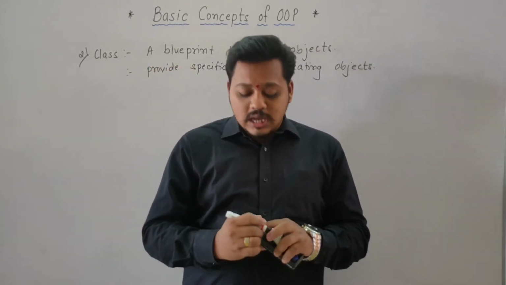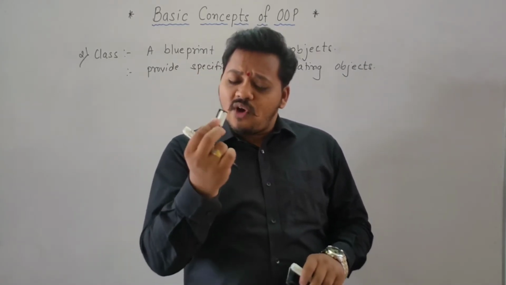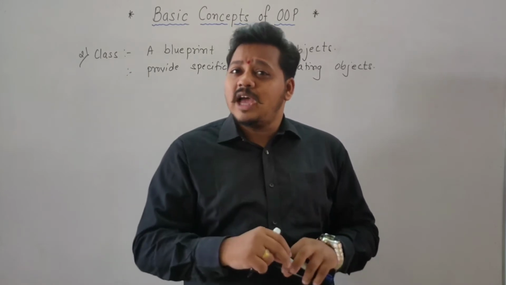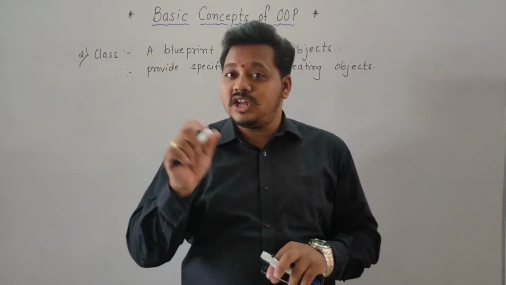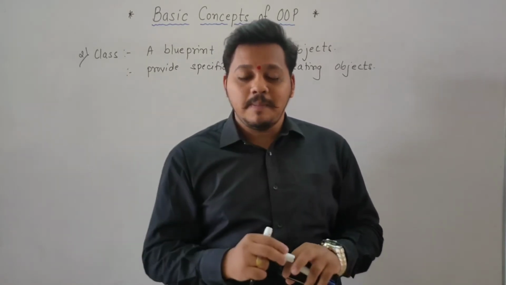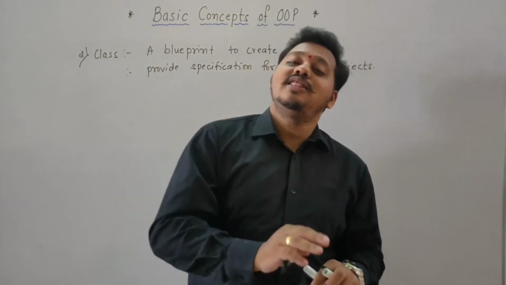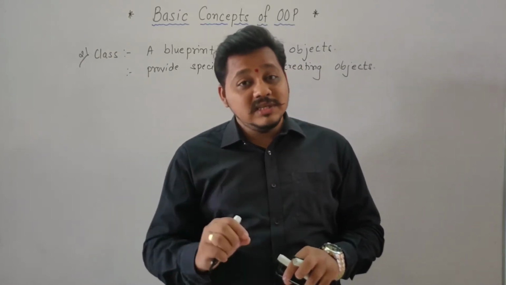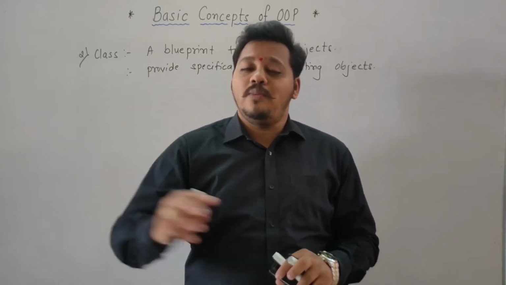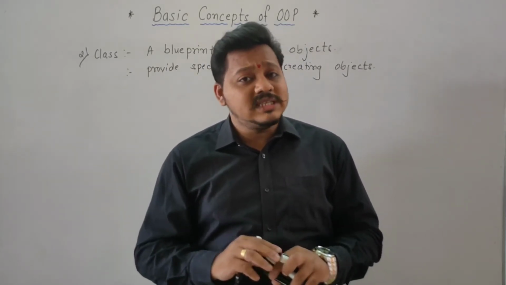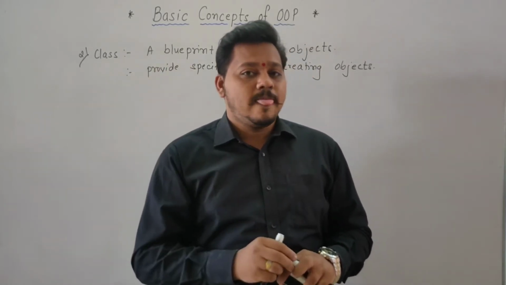For example, suppose I want to create this cap. This cap is an object. So for making this cap, I will require some structure. I will pour some plastic in that structure and it will produce my cap. So when I create that structure, I can create n number of objects. That means a class can create many objects. Whatever number of objects we want, we can create from that specification, from that class.